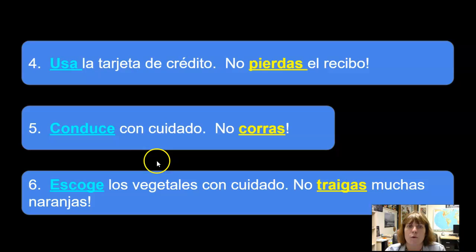Número 4. Usa la tarjeta de crédito. No pierdas el recibo. So use the credit card. Don't lose the receipt. Número 5. Conduce con cuidado. No corras. So hopefully you guys were paying attention to whether the command had to be affirmative or negative, because that makes a big difference. Número 6. Escoge los vegetales con cuidado. No traigas muchas naranjas. So escoger means to choose. So choose the vegetables with care and don't bring too many oranges.